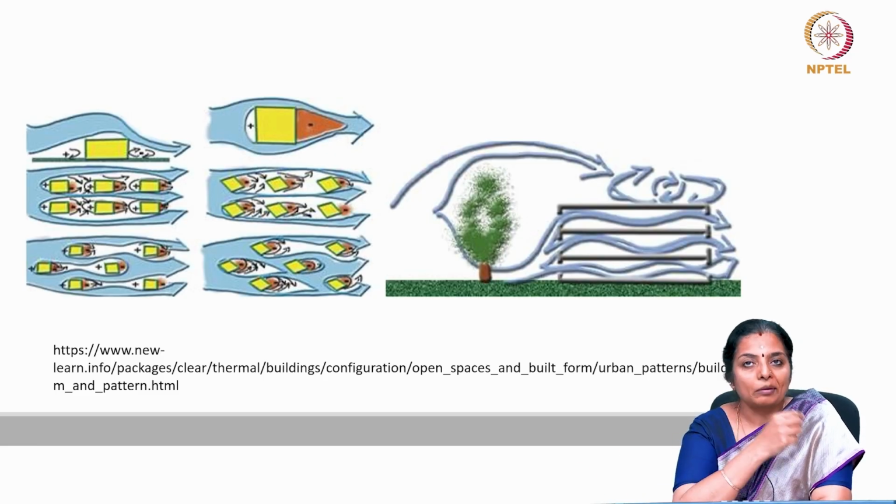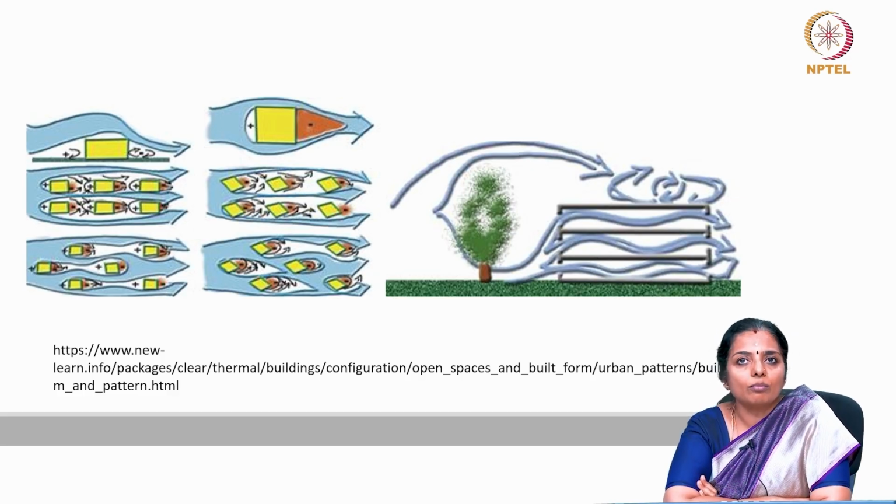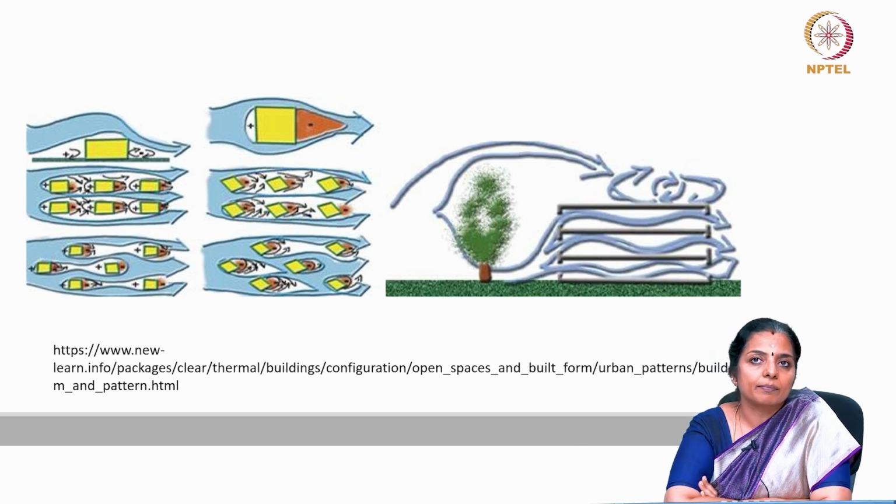So, now the configuration and pattern of massing in the built form can largely determine and modify the air movement both inside the buildings and around the buildings.